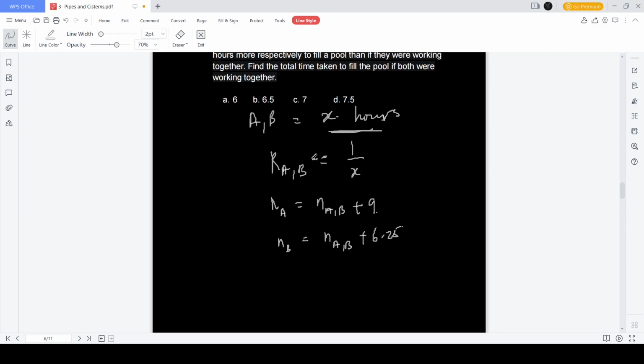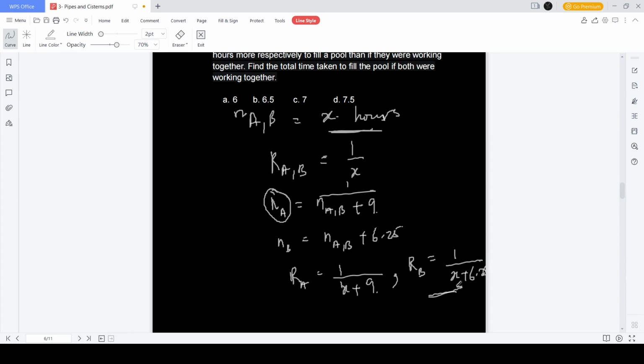Using the same logic, if the time that A and B take together is x hours, then the rate of A and B is 1 by x. So if time is this much, then what will the rate of A be? Rate of A will be 1 by this, right? The time that A takes is x plus 9 hours, so the rate of A is 1 by x plus 9. Similarly, the rate of B will be 1 by x plus 6.25.